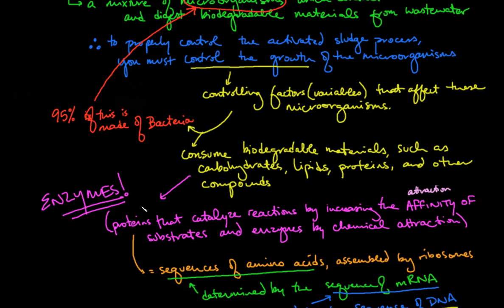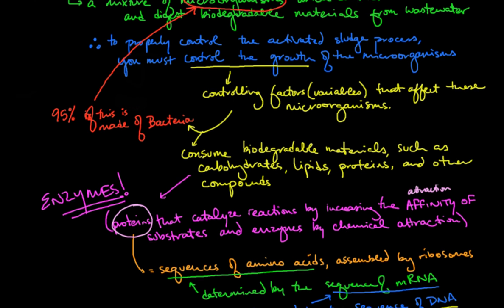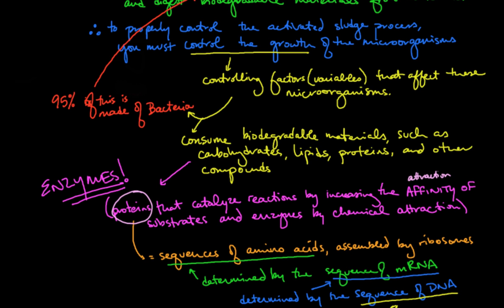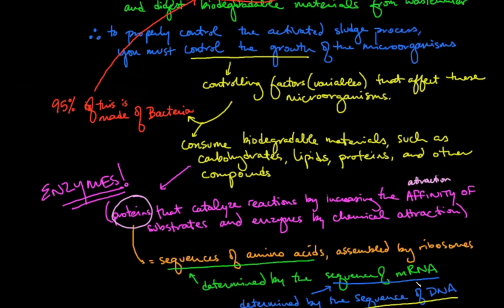Enzymes are proteins. These proteins are sequences of amino acids. Proteins are the macromolecules, and amino acids are the building blocks, or the monomers, that make those proteins. But the order or the sequence of them is critically important to make a protein function correctly. So the sequence of those amino acids, which are assembled by ribosomes, remember they're either free-floating in the cytoplasm or in the rough endoplasmic reticulum, are determined by the sequence of mRNA, messenger RNA.